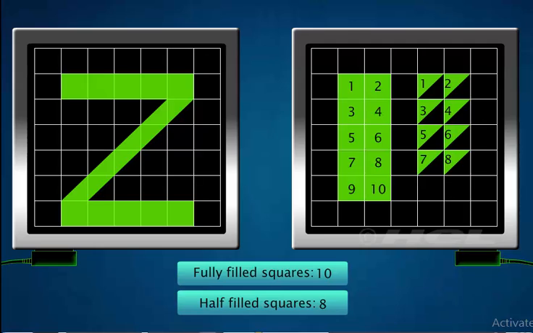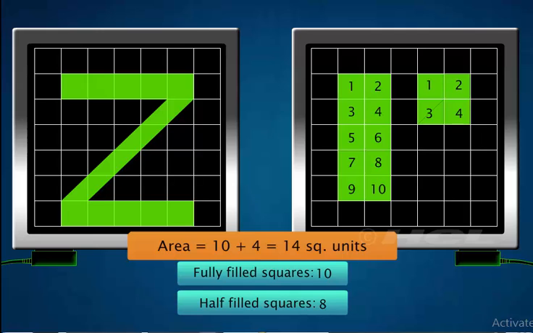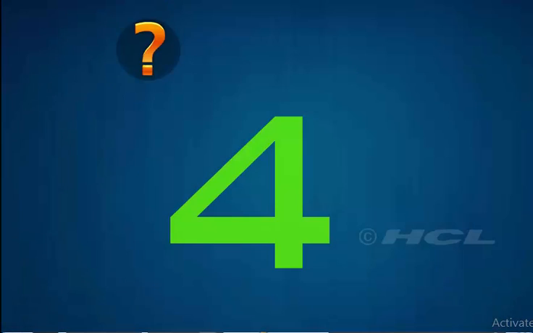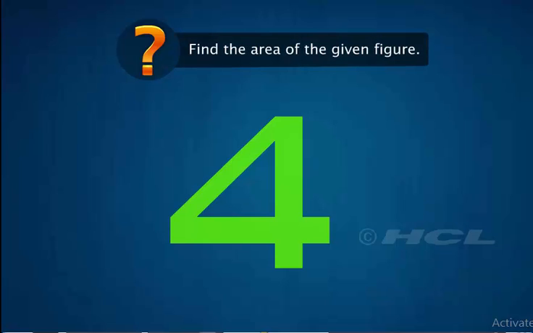2 half-filled squares make a fully filled square. So, 8 halves can make 4 full squares. Therefore, the area of this figure is the sum of 10 and 4, that is, 14 square units. Now, you find the area of this figure.